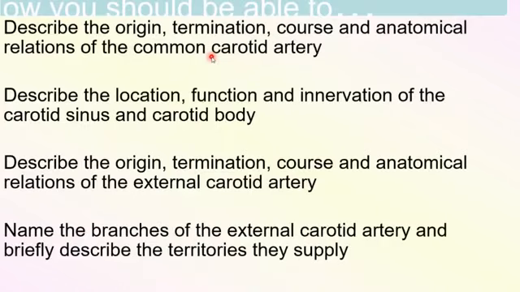With this, we should be able to describe the origin, termination, course, and anatomical relations of the common carotid artery. We also talked about the location, function, and innervation of the carotid sinus and carotid body. You should be able to describe the origin, termination, course, and anatomical relations of the external carotid artery, name the branches of the external carotid artery, and briefly describe the territories they supply.